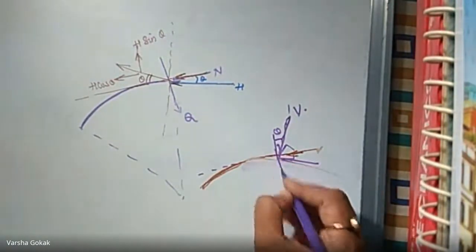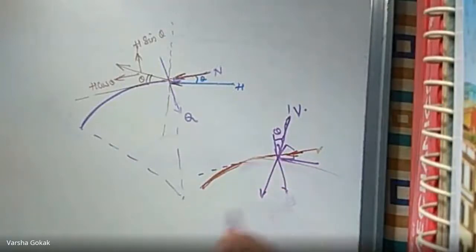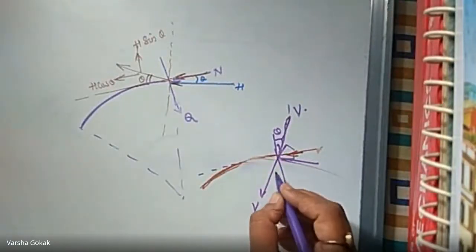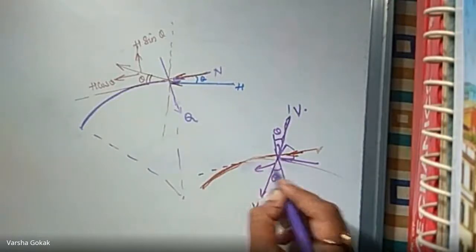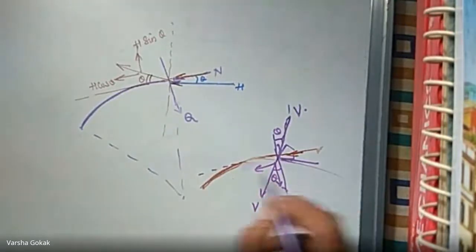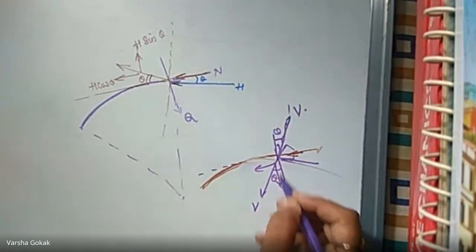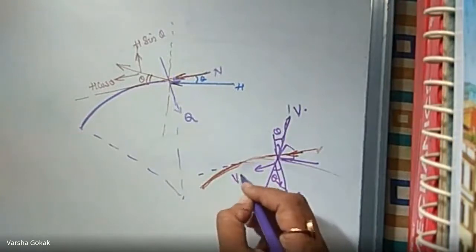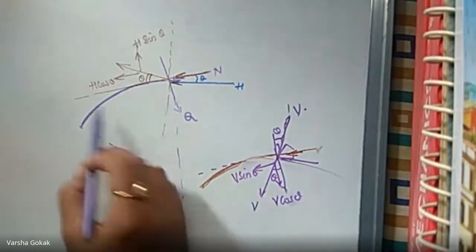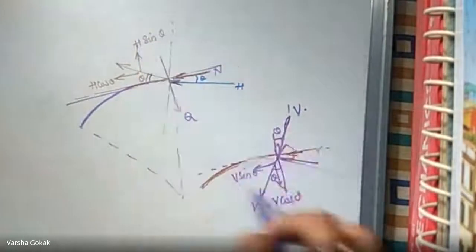I'm just telling you how the equation has come. You need not practice this. So this is going to be your V, and this is your theta. So you will have two components in this direction. So theta is with your y-axis now. So this becomes V cos theta, and this becomes V sine theta. So these are your horizontals, these are your verticals.